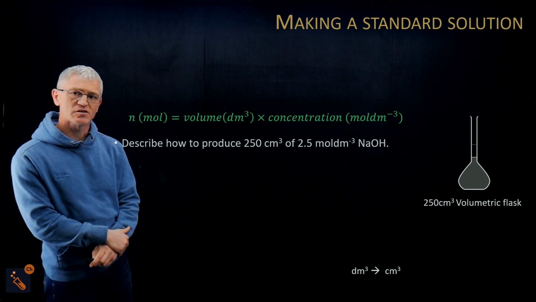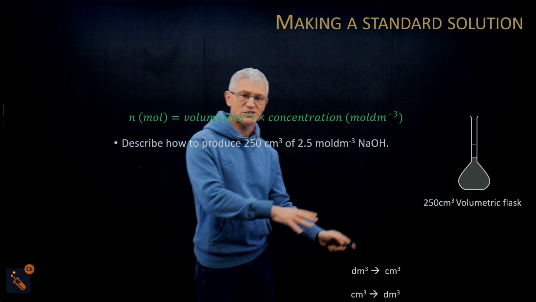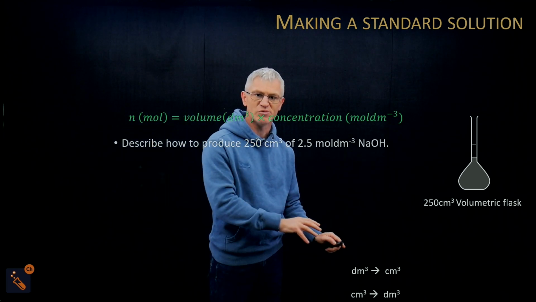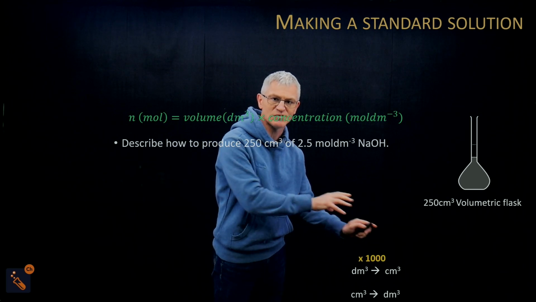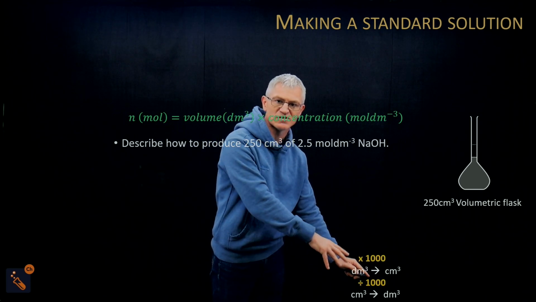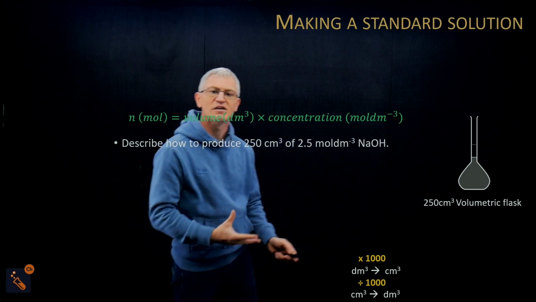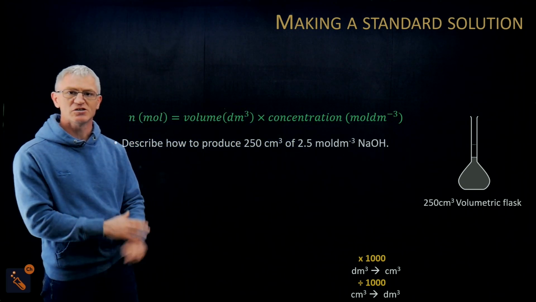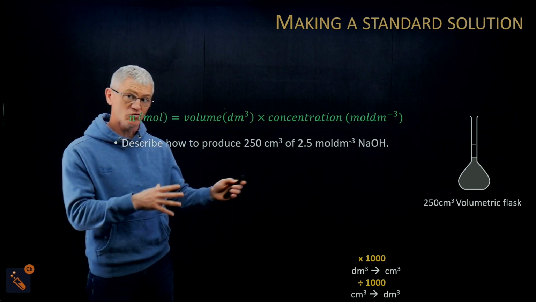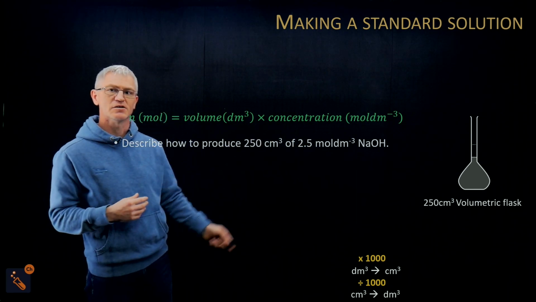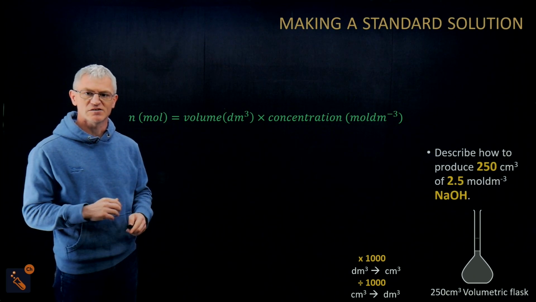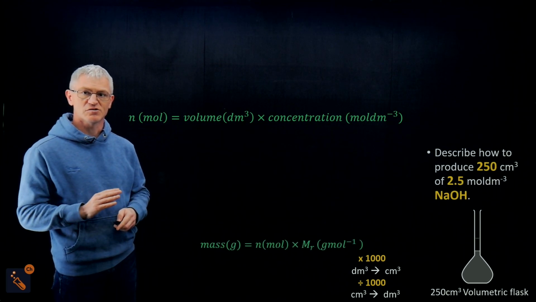First of all, remember, we might need to change decimeters cubed to centimeters cubed, or centimeters cubed to decimeters cubed. For decimeters cubed to centimeters cubed, times 1,000; for centimeters cubed to decimeters cubed, divide by 1,000. So keep those at the bottom there. We're going to use a volumetric flask to do this, and that gets you a mark. Okay, so that's really important. So let's start then, shall we? Move that to the side, and let's go through the questions.